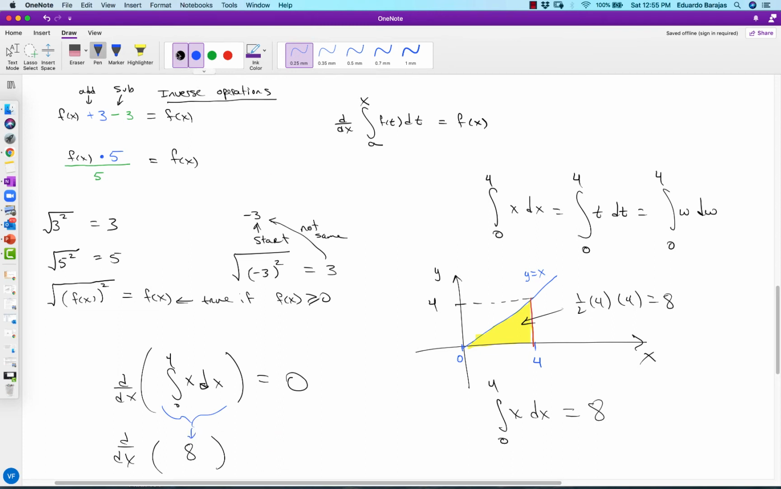So it's silly to try and take the derivative of an integral defined this way, of a definite integral. That's why we had to define this new function.